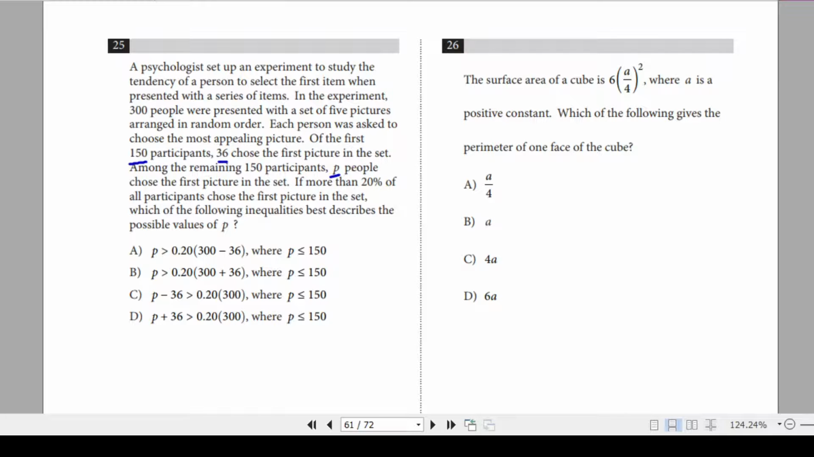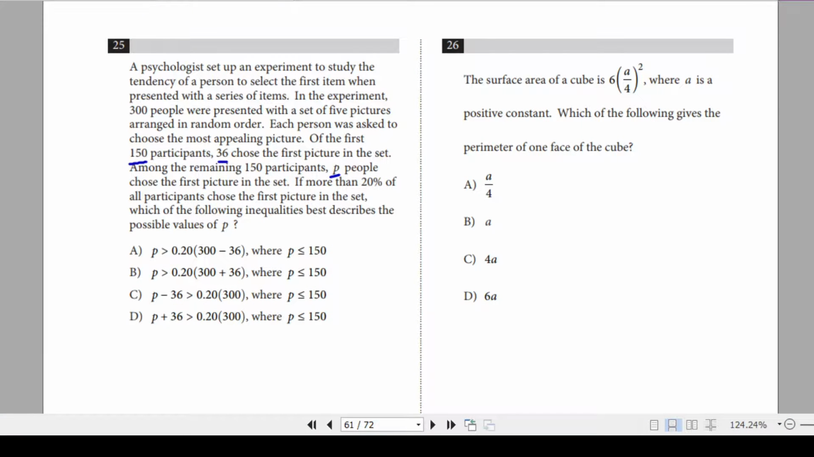So it's like this. There were a total of 300 people. You divided them into two groups, 150 and 150. Out of these 150, 36 people chose the first picture. And out of these 150, P people chose the first picture. Now the question says that if more than 20% of all participants, 20% of 300, chose the first picture, it means this P and this 36 are more than 20% of 300.